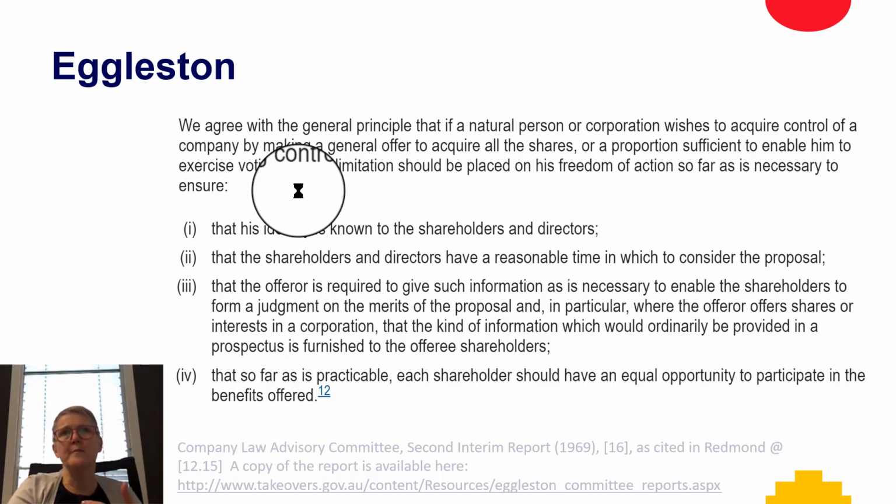And the kind of information that is given when new shares are being offered in exchange for shares in the target should match the prospectus requirement. Why is that? If you're selling something, why do you need to know about another company?